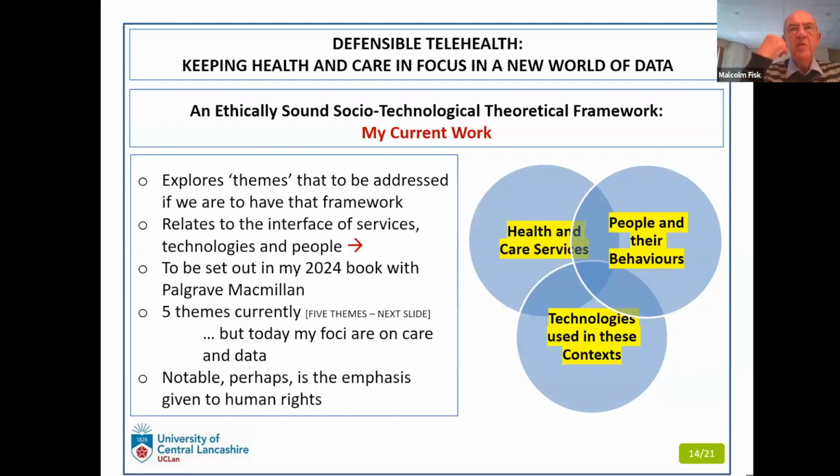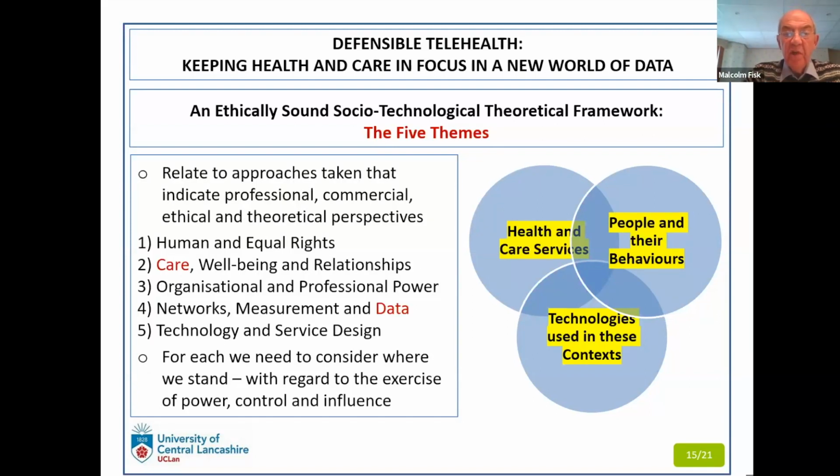Notable, by the way, is the fact that at the top of my list of themes is one about human rights. They do relate, as indicated, to the approach taken by professional, commercial, ethical, and theoretical perspectives. So human and equal rights, care, well-being, and relationships. I wanted there just to re-inject the notion of care, not in terms of tasks, of course, but in terms of the very interpersonal nature that care takes, and something that very often gets lost in the debate, and all the things certainly that relate to illness and support and love and other things that don't tend to get mentioned too often.